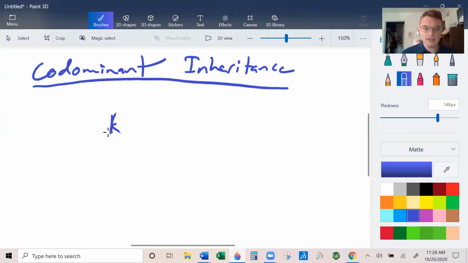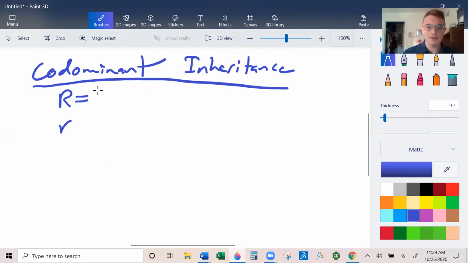What we learned in week 6 is that, you have a dominant allele and a recessive allele, and you can use whatever letter you'd like, right? So let's pretend we're in flowers. This is a very common example for codominant inheritance. Let's pretend we're in flowers, and the big R allele is red flower color, and little r allele is white flower color. Okay, we know this. This is standard basic stuff from week 6.